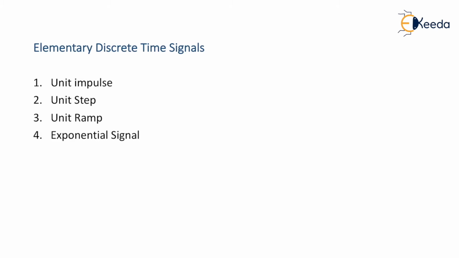So let us begin with elementary discrete time signals. Elementary discrete time signals are not different from elementary continuous time signals. They are exactly the same. Of course, the nature would be different, but the names of the elementary signals remain the same, which are unit impulse, unit step, unit ramp, and exponential signal. Let us start with the very first signal, which is the unit impulse signal.